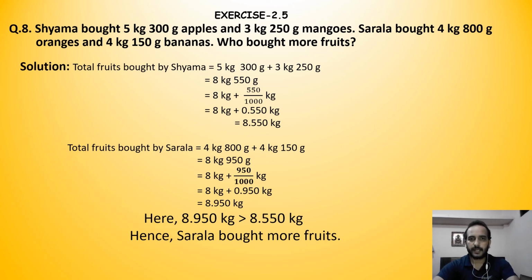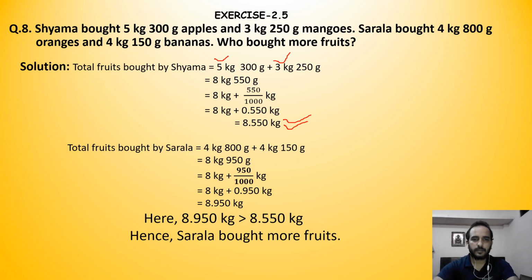So we have added kg with kg here. 5 kilogram plus 3 kilogram becomes 8 kilogram, and then 300 gram with 250 gram is 550 gram. Now we need to convert this 550 gram into kilogram by multiplying it with 1 by 1000. We already know this. So it becomes 550 upon 1000, 0.550 kg, and the total mass of both the fruits, apples and mangoes, we have got is 8.550 kilogram.